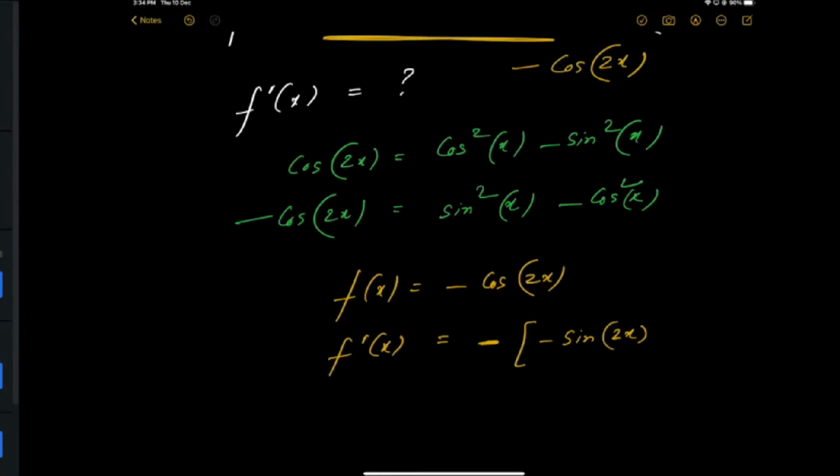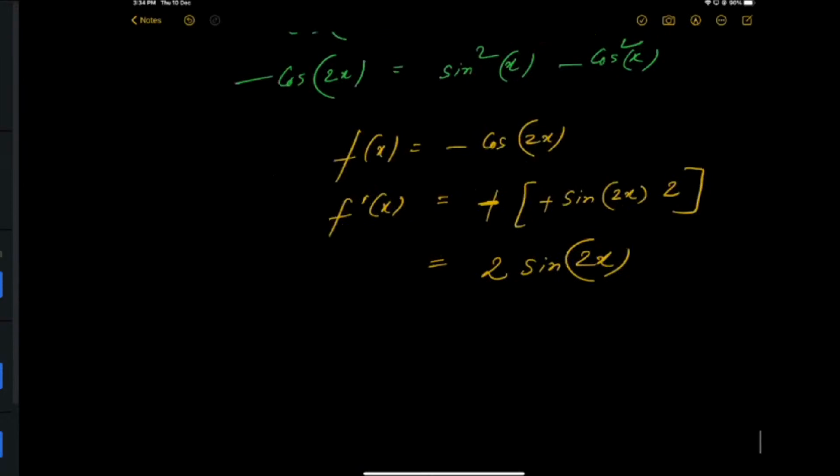So the derivative of 2x is 2, which I have to multiply. So your answer is minus minus becomes plus. So it is 2 sine 2x. So you got the derivative, 2 sine 2x.